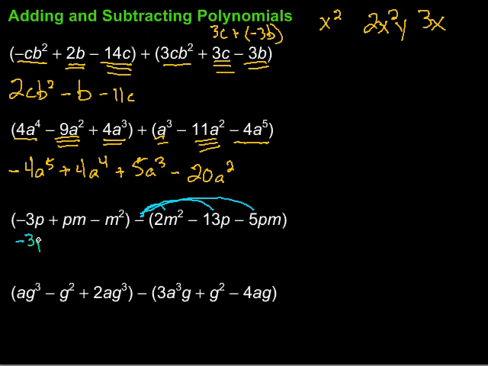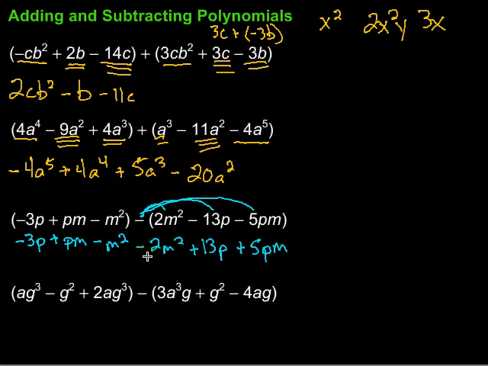So I'm going to go ahead and rewrite this. Minus 3p plus pm minus m squared. Then negative 1, we can think of it as negative times that 2m squared is going to be negative there. Negative times a negative gives me a positive 13p. And then finally, negative times a negative gives me a positive 5pm.